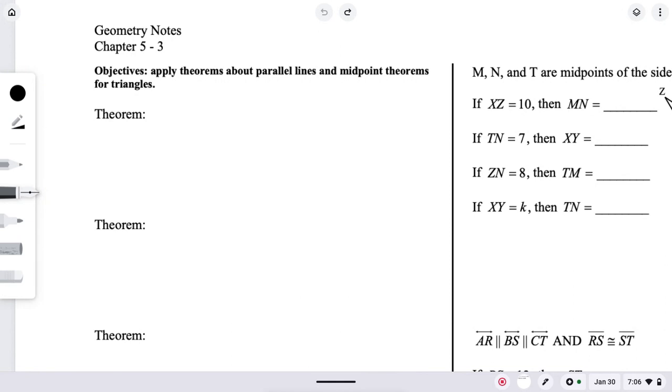You're going to need this one: if two lines are parallel, then the lines stay equidistant from each other.